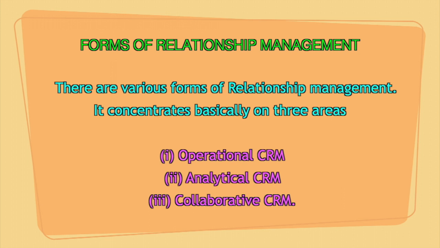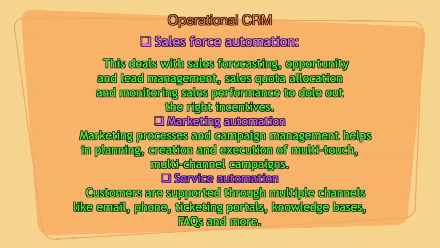Operational CRM is basically how the CRM is made functional. Analytical CRM is how the databases and the analytics are derived from the CRM exercises. And the third one is how the collaborations are made so that CRM practices can be made much more effective. So these are basically the three areas in which we can talk about the various forms of relationship management. Let us first take the first one, the operational CRM. What is this operational CRM all about?